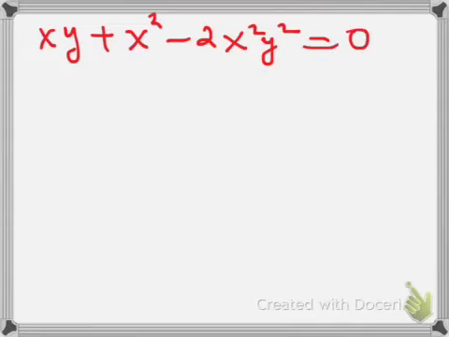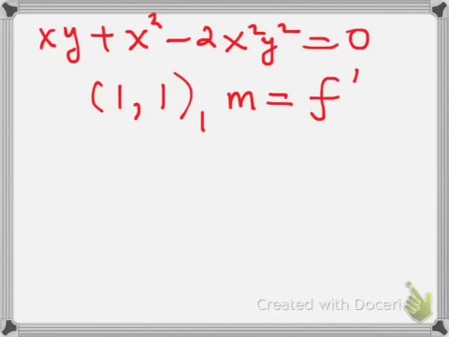It passes through the point (1, 1). All of you agree, because 1 plus 1 is 2, minus 2 makes it 0. So find the equation of the tangent at this point. That's the question. The point is given, and the slope is nothing but the derivative.